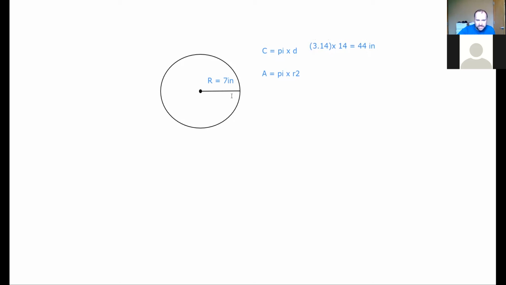Area is, again, the space inside of our circle. And if we want to know the formula for area, you need to do pi, 3.14, times our radius. Now, our radius is 7 inches. We need to do radius squared, times, okay? And bear with me, I know in algebra and geometry, we really shouldn't be using X as the symbol for multiplication, but I'm going to anyway.